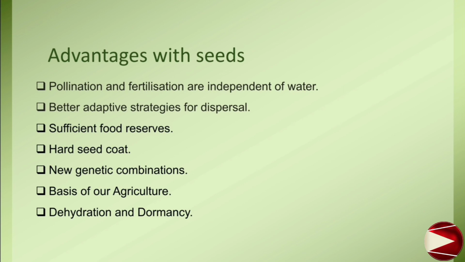Now, let's see what are the advantages with the seeds. Processes like pollination and fertilization are independent of water, which is required for sexual reproduction in bryophytes and pteridophytes. So here, these processes do not depend on water media. Seeds have better strategies for dispersal to distant places using pericarp. In fact, sweet and tasty pericarps, as in mangoes and oranges, are for dispersal of seeds. Dispersal of seeds, right? Not disposal.